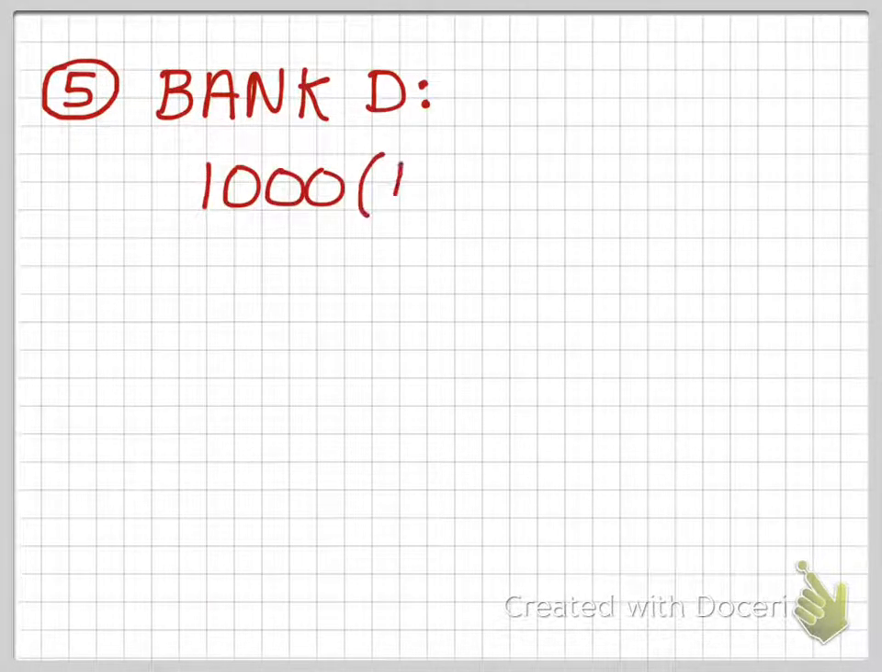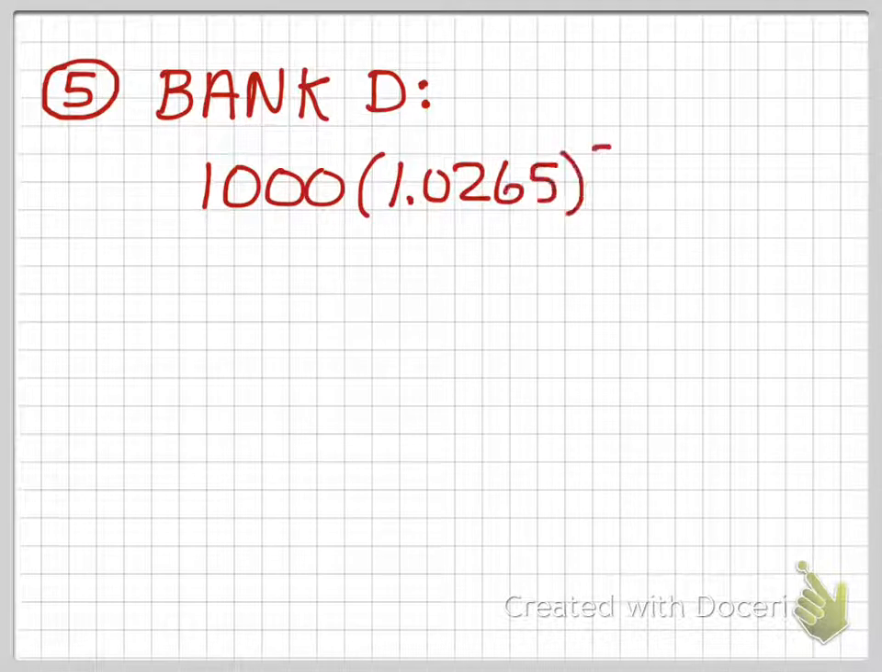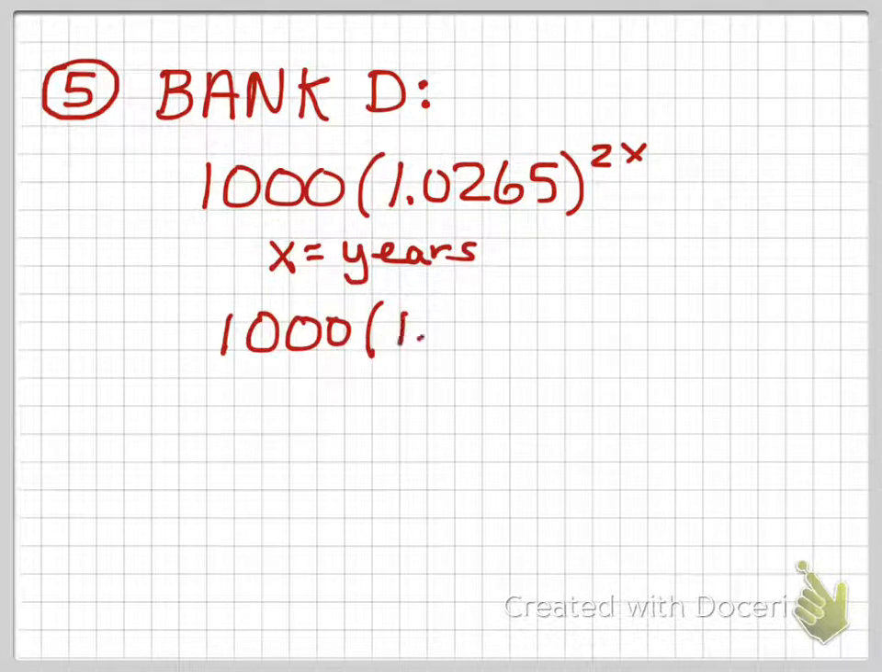Alright, problem number 5. We're supposed to work with this new bank called Bank D. It gives us the equation to the bank, and it looks like we have 2x. The 2x means we're going to get compounded 2 times a year. We know it's compounded because we're using that geometric equation. So in this case, we're just going to figure out our y value. X is the number of years.